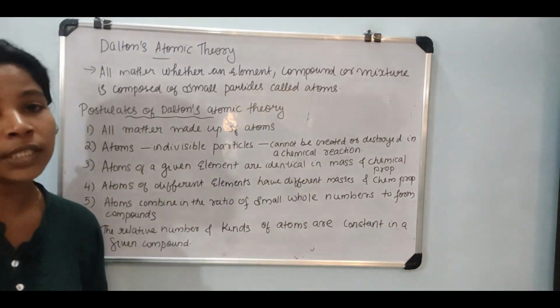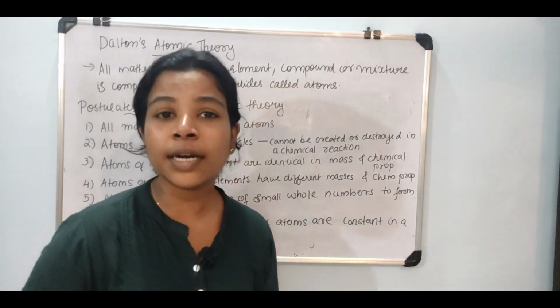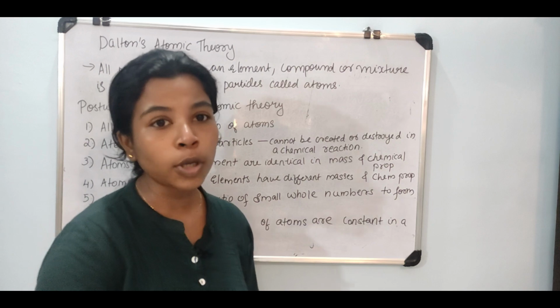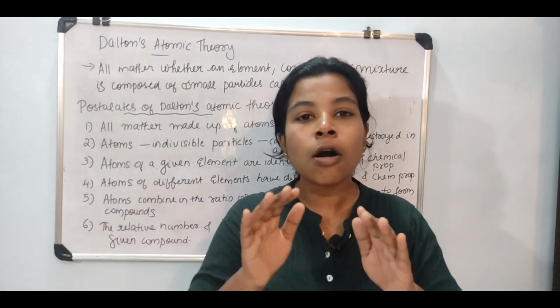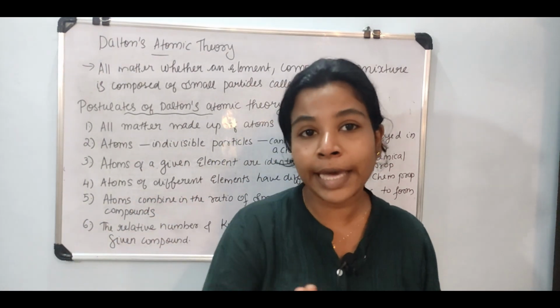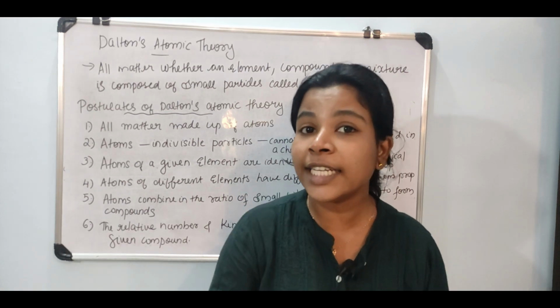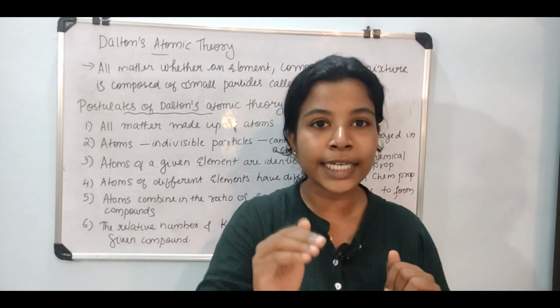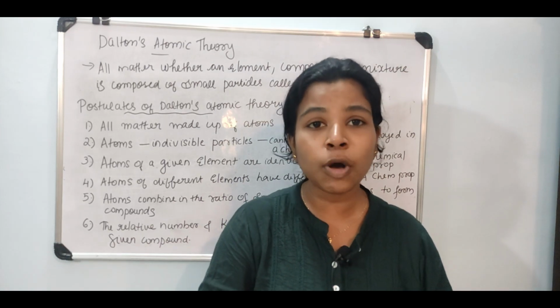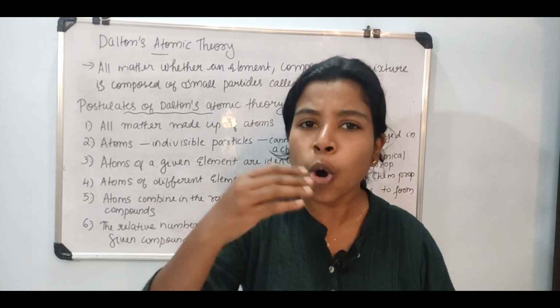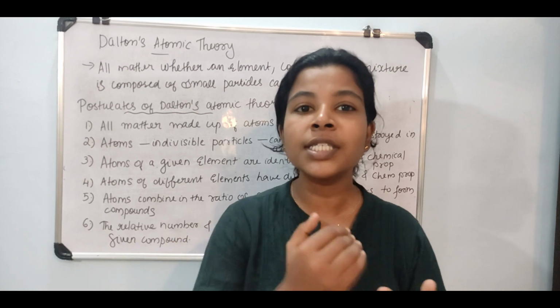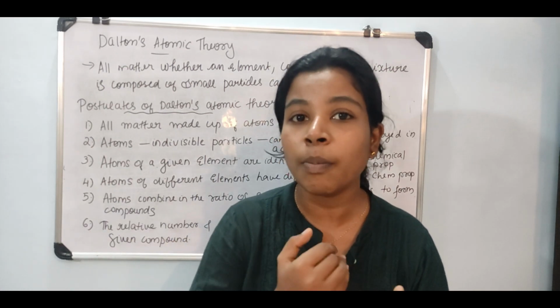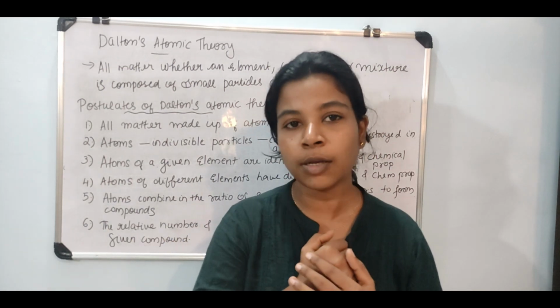So that is the second postulate. So what is the third postulate? The third postulate states that all the atoms of a same element will be identical in mass and they have the same chemical properties. That is, for example, the atom of hydrogen. All the atoms of hydrogen will be same, similar in what? Mass and chemical properties. Okay.